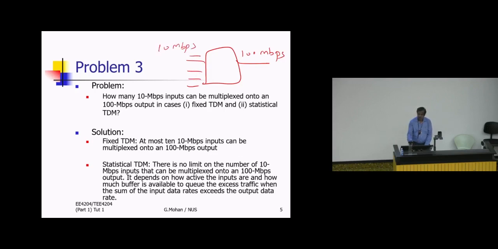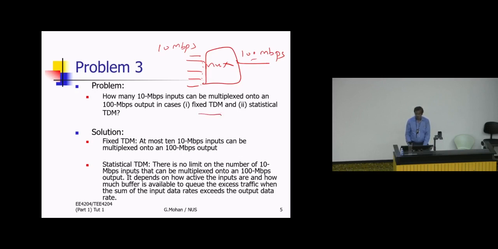So let's say we have a multiplexer. We have a number of 10 Mbps input links, and there is an output link whose data rate is 100 Mbps. That means the data which arrive at these inputs want to leave through this output link. They are all contending for this output link. The question is, how many 10 Mbps inputs can be supported if fixed TDM is used?